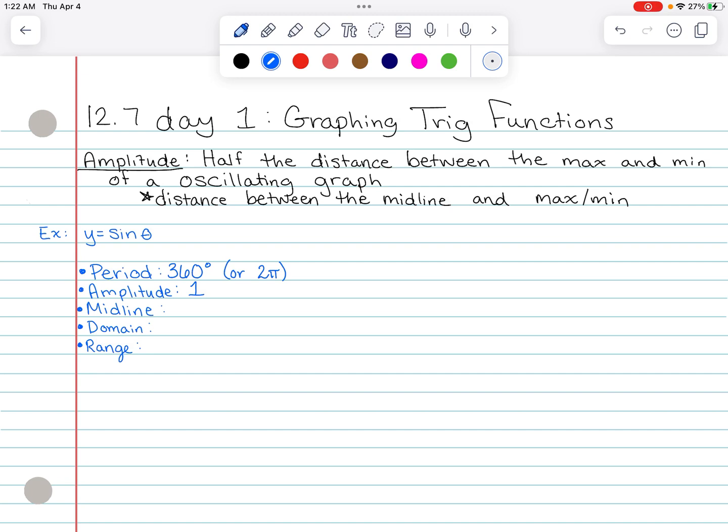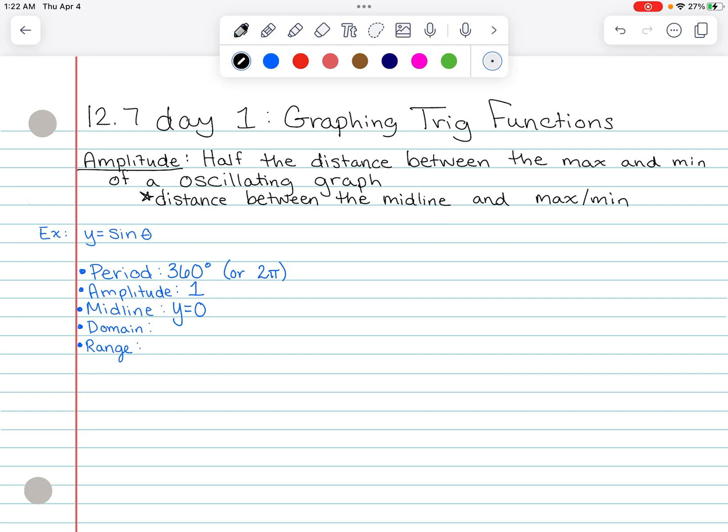Now the midline, we're going to talk about midline a lot more as we move into 12.8. The midline is just kind of where the graph bounces back and forth around, and it goes all the way up to 1, down to -1, up to 1, down to -1, and the middle of that is 0, specifically y equals 0.